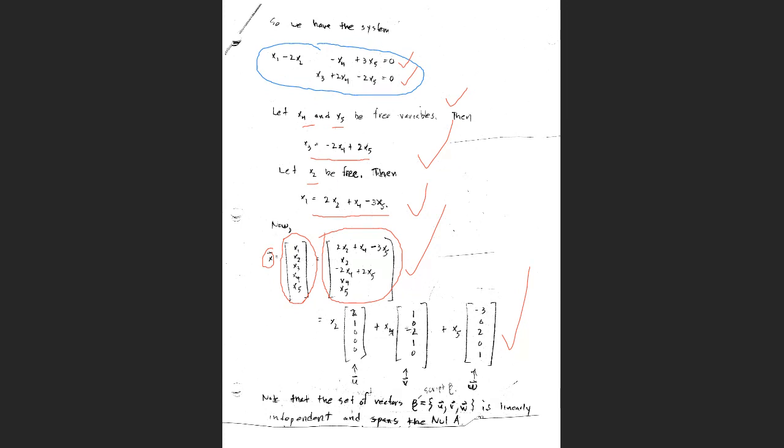Okay, so my solution vector x, which contains all the information about the null space, is written in parametric vector form here. And the vectors u, v, and w, you'll notice they are automatically linearly independent.